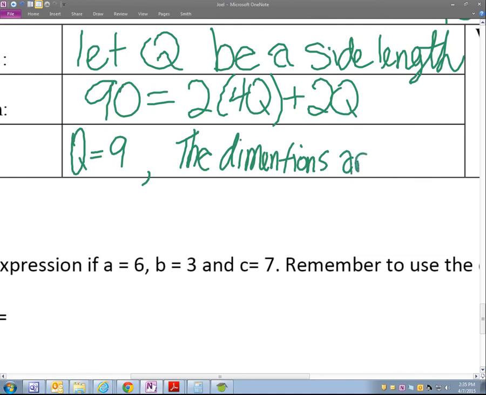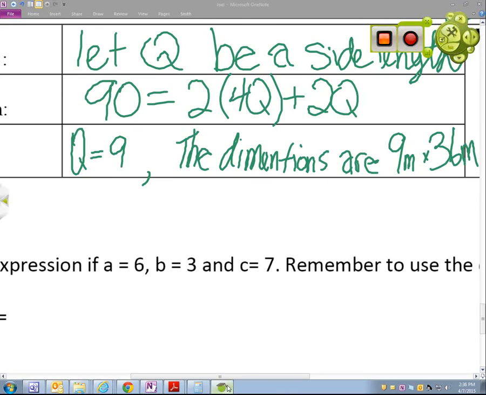So, what are the dimensions? One side is 9 meters by 36 meters, because as it said in the description, it is 4 times the length of one of the sides. So we have 9 meters by 36 meters. We went back and visited the question like 6 times. Any questions? I'm going to pause the video there. Bye.